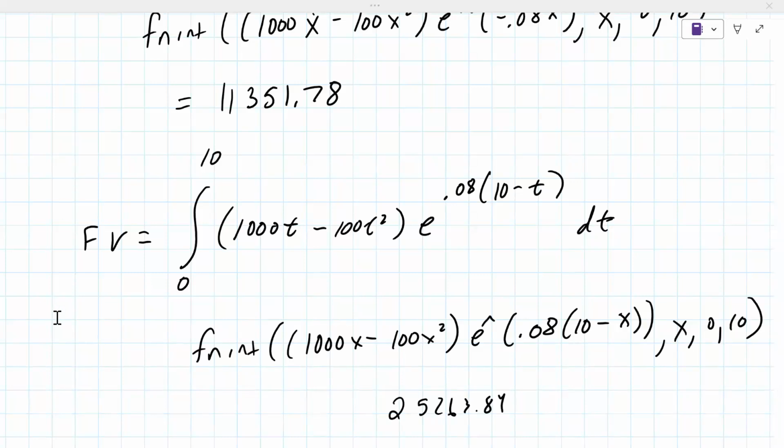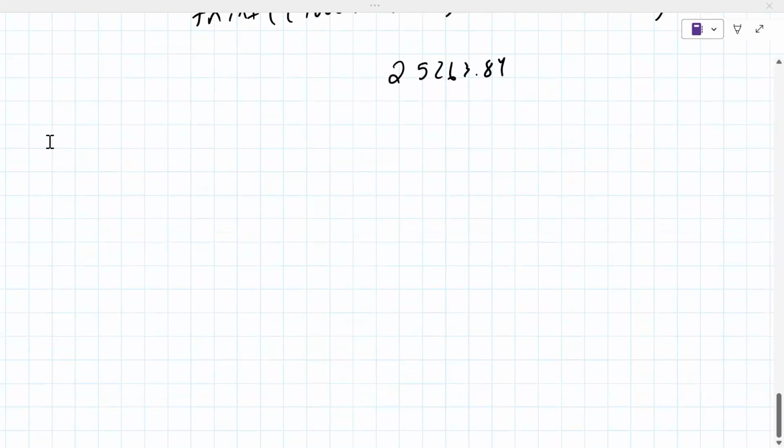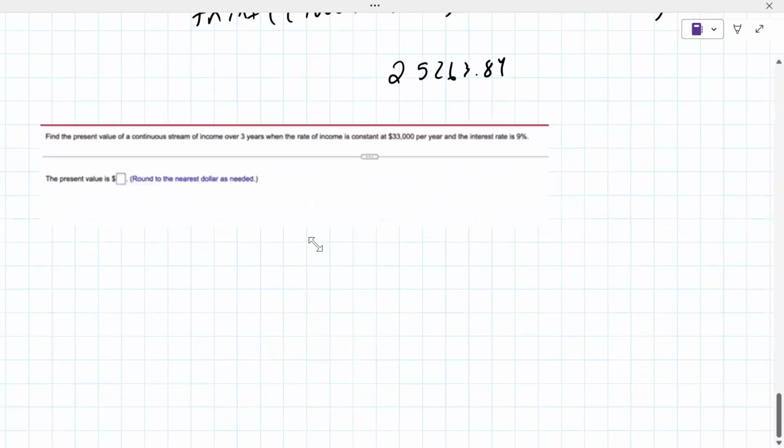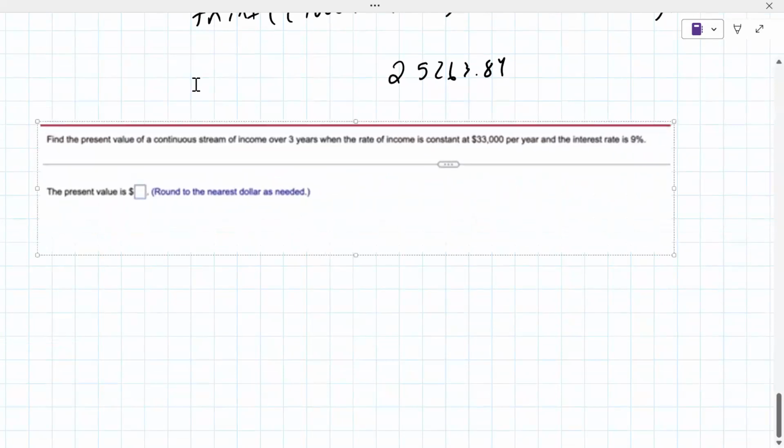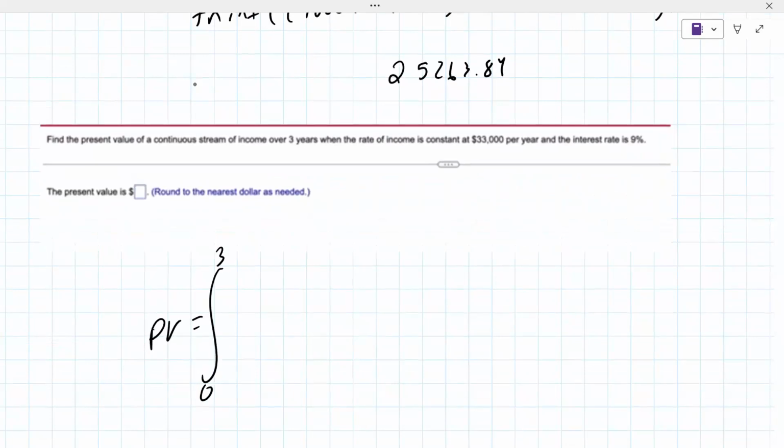I think there's one more of these. This one's more like one of the earlier ones. This one just wants the present value. So the present value is the integral from 0 to 3, because it's 3 years, 33,000 is what you're putting in, e to the minus 0.09x dx, because it's 9%.